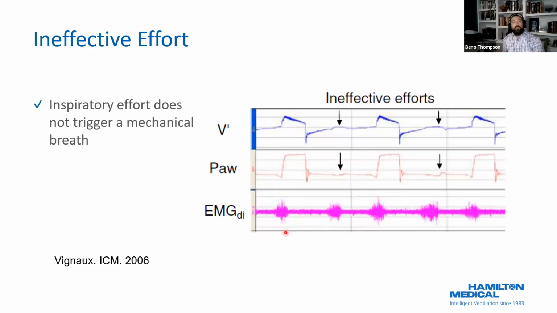Right? So if you look here, we have the electrical activity of the diaphragm, we've got a pressure waveform, and then on the top we have our flow waveform. You see our patient makes an effort here, the electrical activity in the diaphragm is popping off, but the ventilator is not sensing that and delivering the appropriate amount of support. So in flow, you have this little bump in flow. Pressure, you have a little dip in pressure.